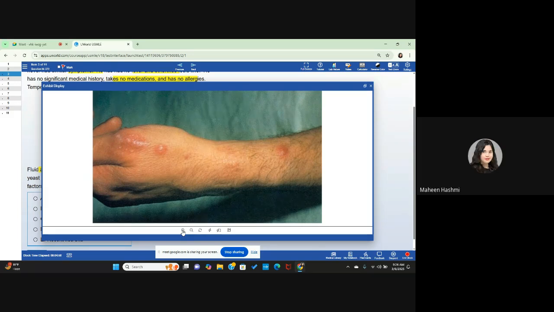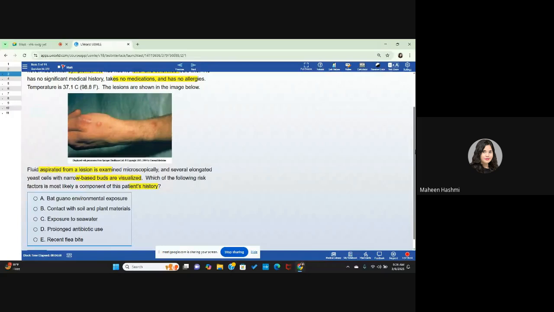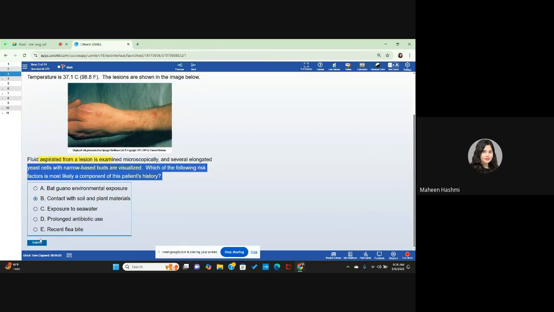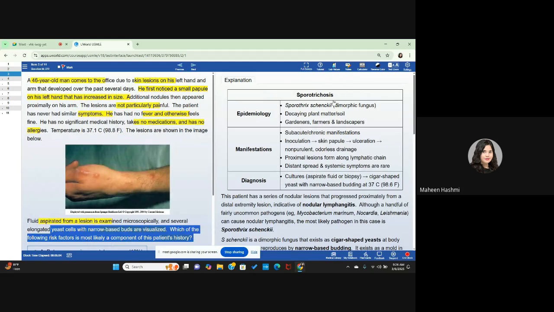Exactly. And how do we treat it? What's the treatment? Itraconazole. So it's itraconazole. All right, so we know that it's Sporothrix. So we're gonna do that. And yeah, so it's sporotrichosis. It's because of the Sporothrix.